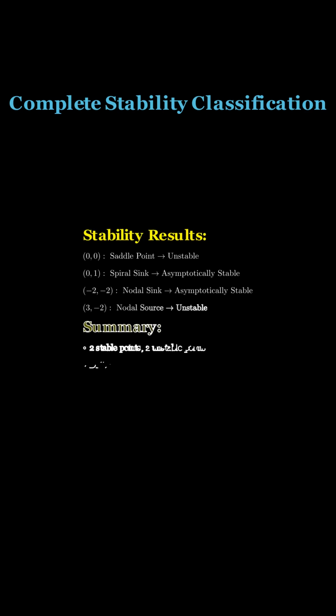We now have a complete picture of the stability landscape. We have two stable points: the spiral sink at 0, 1 and the nodal sink at -2, -2. And we have two unstable points: the saddle at 0, 0 and the nodal source at 3, -2.